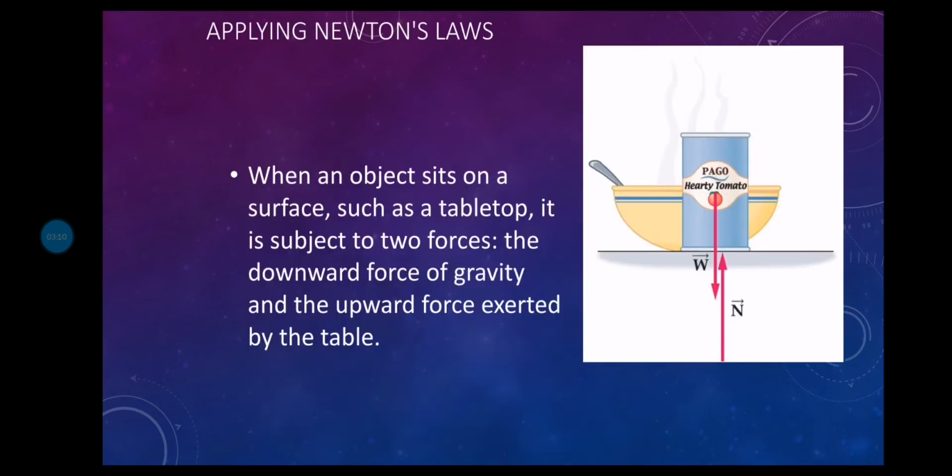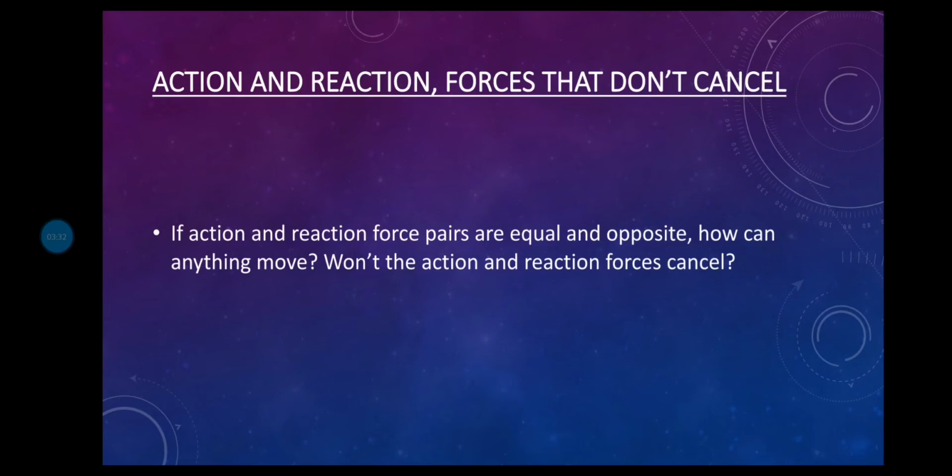When an object sits on a surface, such as a tabletop, it is subject to two forces, the downward force of gravity and the upward force exerted by the table. As you can see in this figure, I have this object on the table. W is the gravity going down, N is the reaction of the table going up. Action and reaction.